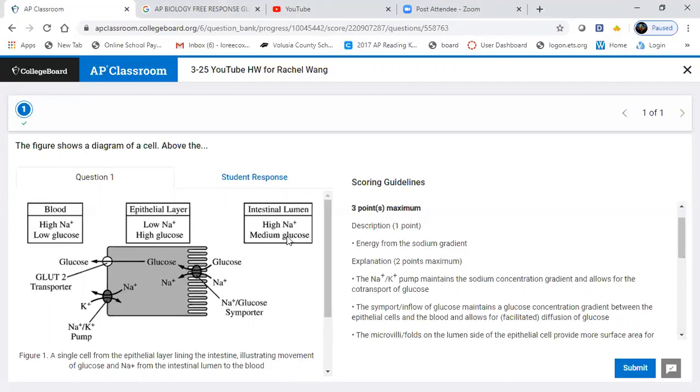So I would like to see you referring to the diagrams, referring to moving high to low, referring to the things that you are seeing in the diagram, the symporter. Okay, no ATP here. Okay, second part of our question is asking for how that sodium concentration is maintained inside. So let's take a look.